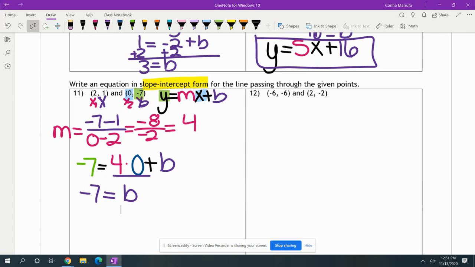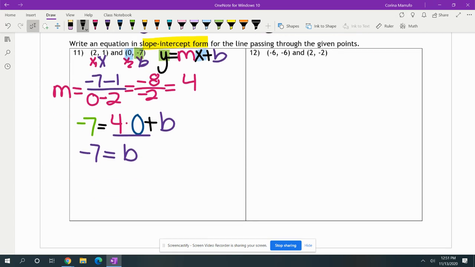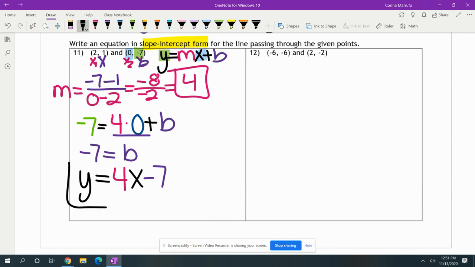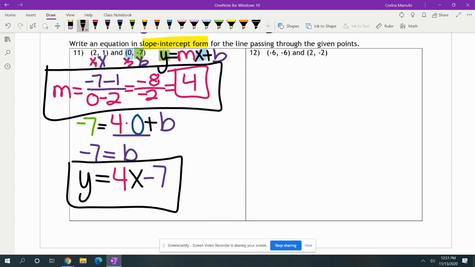Okay, now that we found our m and our b, we can write in the form of y equals mx plus b. My slope is 4, that's what we found here, x, and because my b is negative, instead of writing plus, we write -7. And that's it. Okay, so there's just that one extra step, and that extra step that we have to add is finding the slope. Okay, so let's go ahead and try the next one.